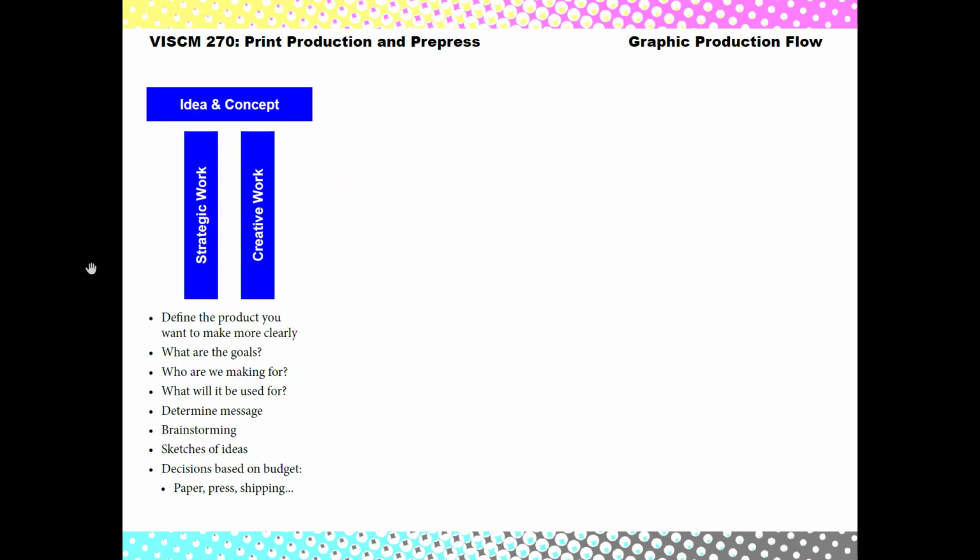When the print production process starts, there'll be four phases here. The first one is idea and concept. And this is what you've done a lot of work on as a design student, and that when it comes to a project, you've got to define what the product is. What are the goals for this product? Who are we making it for? What's it going to be used for?